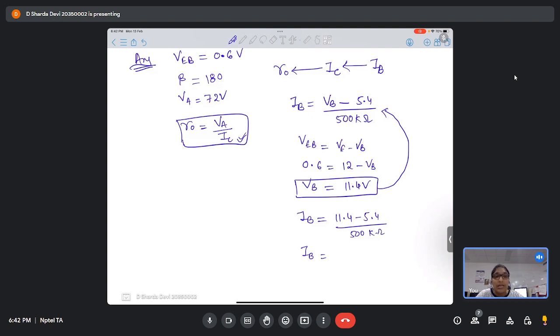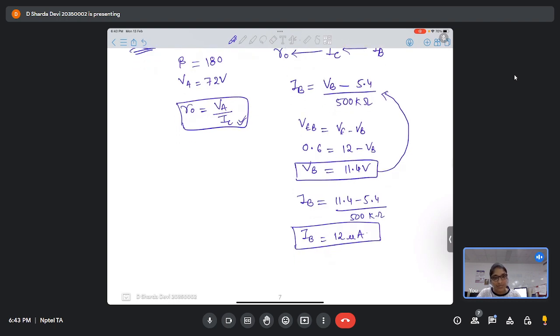How much is the IB that we are getting? 12 microamperes. It's very important, you cannot write milli as micro and micro as milli. It's a thousand times difference, right? So now IB is found. So what will be IC? It's simply beta times IB. So how much is it? 180 into 12 microamperes. So how much is IC?